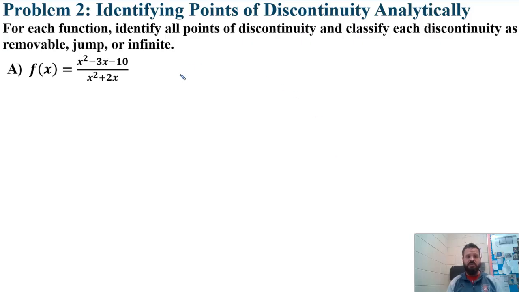So for problem 2, it says, for each function, identify all points of discontinuity and classify each discontinuity as removable, jump, or infinite. For a problem like this, we're going to look for the removable discontinuities, any place my graph has a hole in it, and also the infinite discontinuities where my graph has an asymptote. Now, with a normal function, we're not going to have a jump discontinuity. That's only going to occur when we're dealing with piecewise defined functions. We'll look at those in a few minutes. So we're looking for asymptotes and holes.